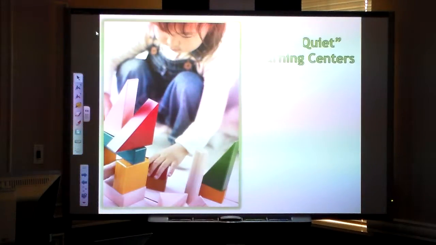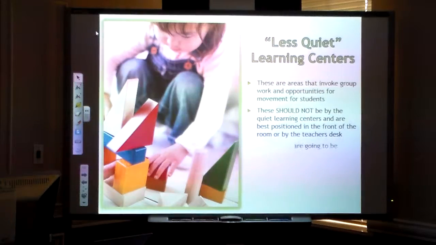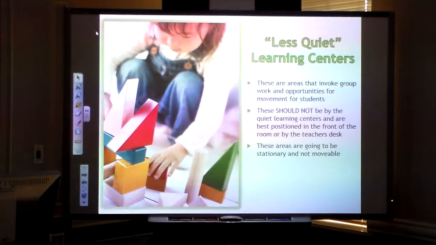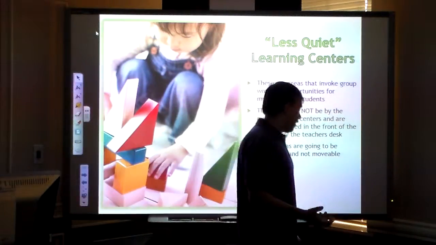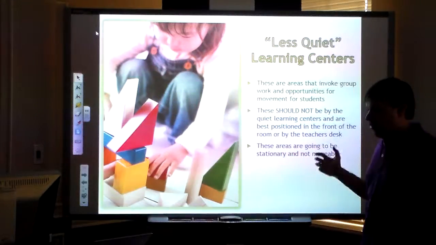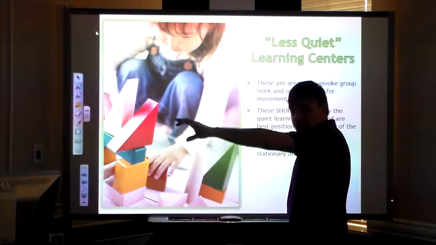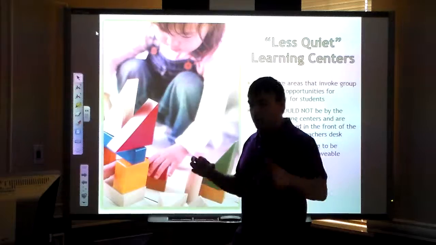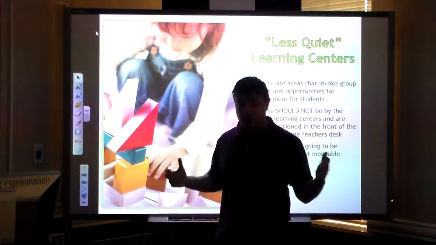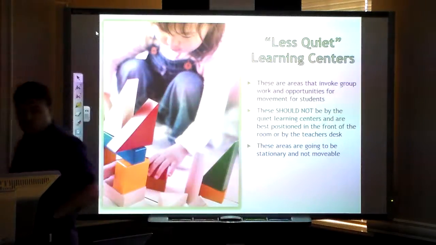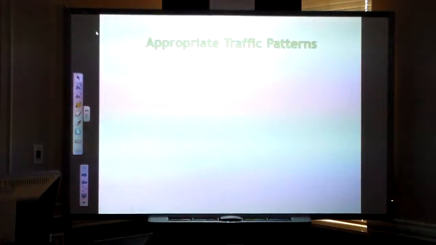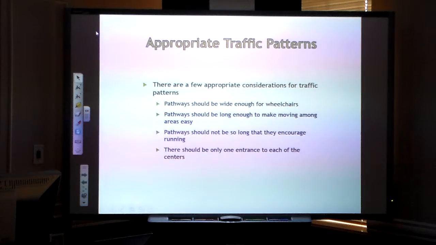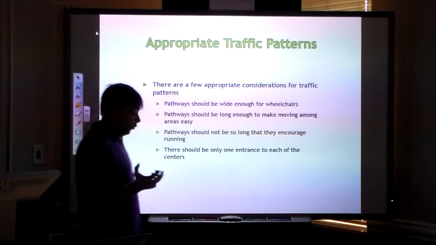So in our less quiet learning centers, we have ones that involve group work and opportunities for movement for students. Try to keep these separated from quiet learning centers and in front of the room or by the teacher's desk. We want them by the teacher's desk because even if the teacher's not there, the desk is a symbol. It's an educational symbol where the students know to behave by the teacher's desk. So if we put a louder learning center there, there's more of a chance that the students are going to behave.